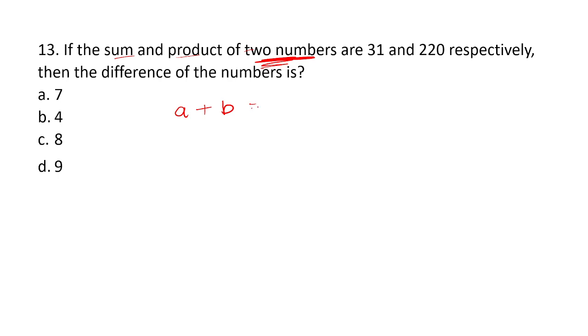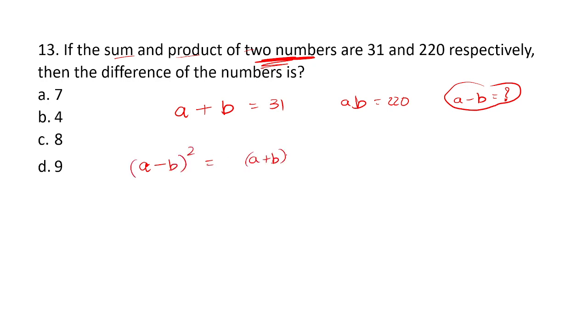A plus B is given as 31, and it is given that AB's product is 220, and he is asking A minus B is what? So this is it, guys. By this itself you would have understood this is an 8th standard algebra problem, where you need to calculate A minus B. I know one formula: (A minus B) whole square equals (A plus B) whole square minus 4AB. Why minus 4AB? (A plus B) whole square contains plus 2AB, whereas (A minus B) whole square contains minus 2AB. So plus 2AB to become minus 2AB, I'll be subtracting 4AB.